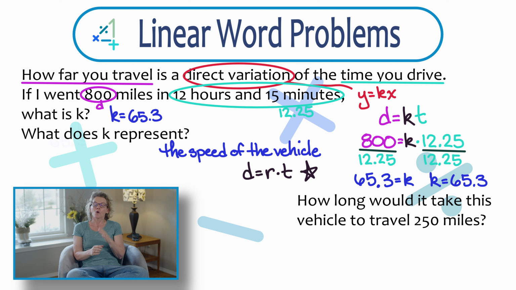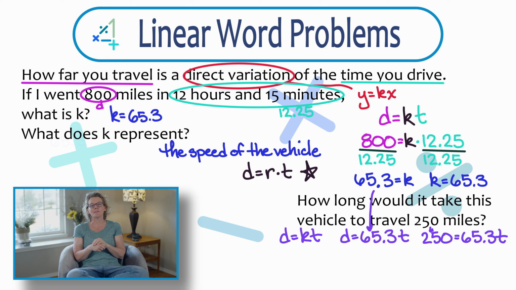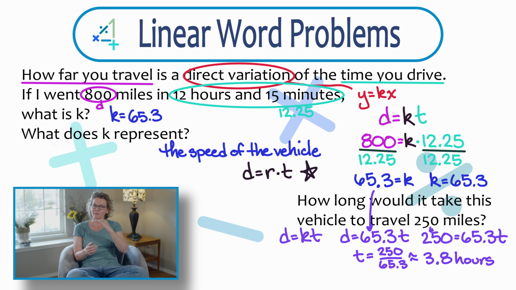Let's do it. We'll keep our same formula. D equals KT. The number of miles equals K times time. We figured out that K equals 65.3. And then they tell us that it goes 250 miles now, and we're looking for T. So 250 equals 65.3 times T. 250 divided by 65.3 equals about 3.8 hours. See how a lot of questions and information can be asked from one measly word problem?